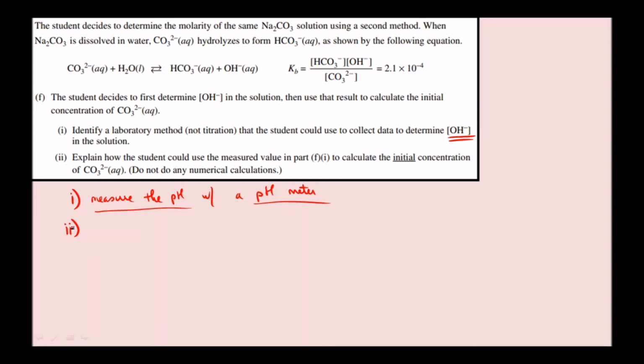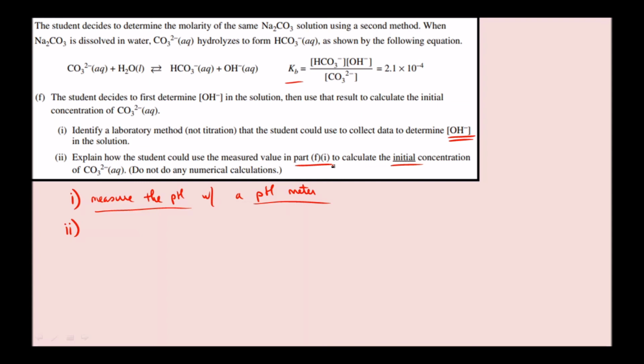Part II, explain how the student could use the measured value in part I to calculate the initial concentration of carbonate ion. Do not do any numerical calculations. The weak base equilibrium constant that we're given, Kb, equals the product of the concentrations of bicarbonate and hydroxide ions divided by the concentration of carbonate ion, and that is equal to 2.1 times 10 to the negative 4. And so there are two parts to this part II. So the first is to use the value from part I, and secondly, to calculate the initial concentration.